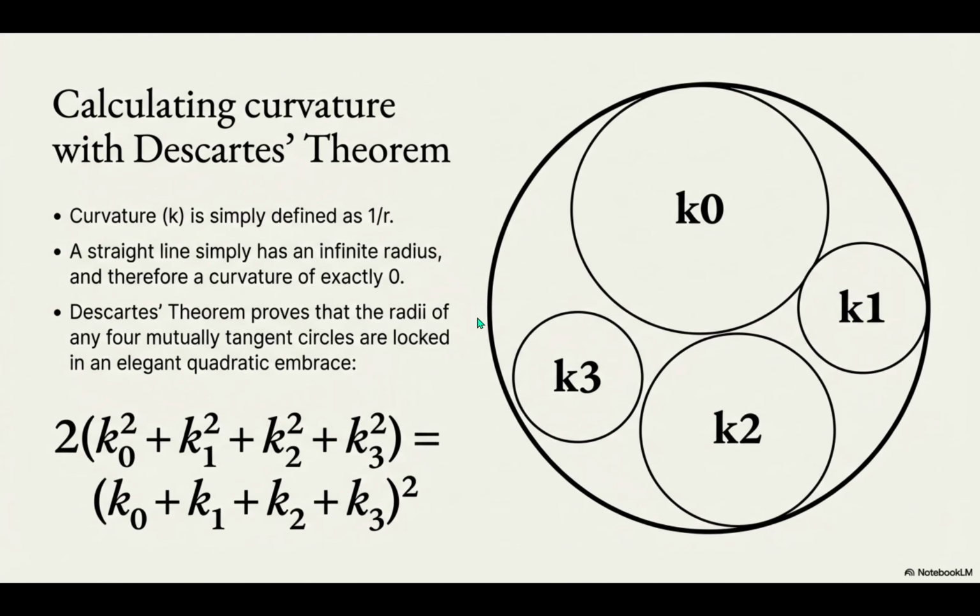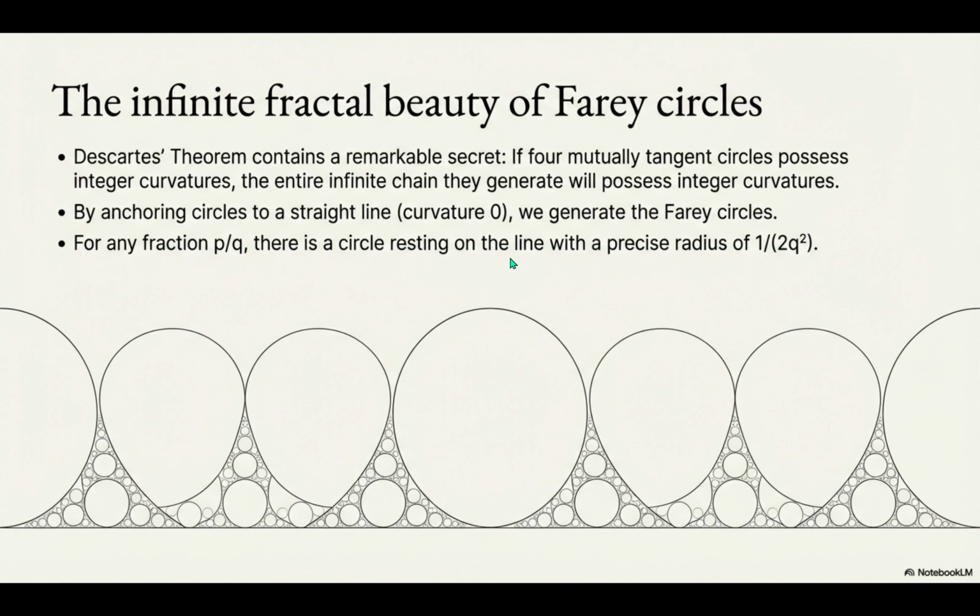But what's fascinating here is what happens when we combine this integer rule with geometric inversion. Specifically, what happens if we anchor our circles to a straight line? Remember, a straight line has a curvature of exactly 0, which is a perfect integer. This was the ultimate aha moment for me reading the sources. By resting these tangent circles on a straight line, we generate an infinitely repeating, infinitely shrinking pattern of circles nestled between each other. The sources call them fairy circles, or Ford circles.